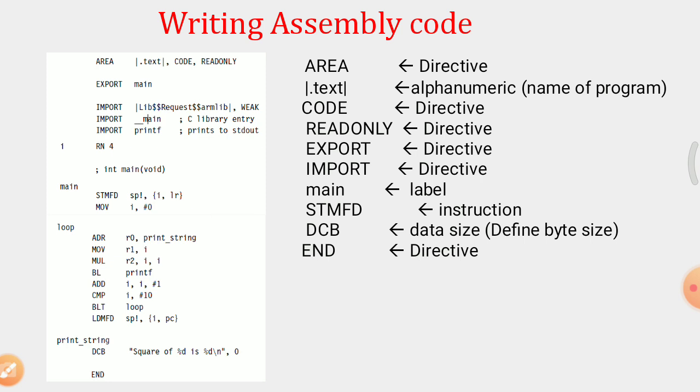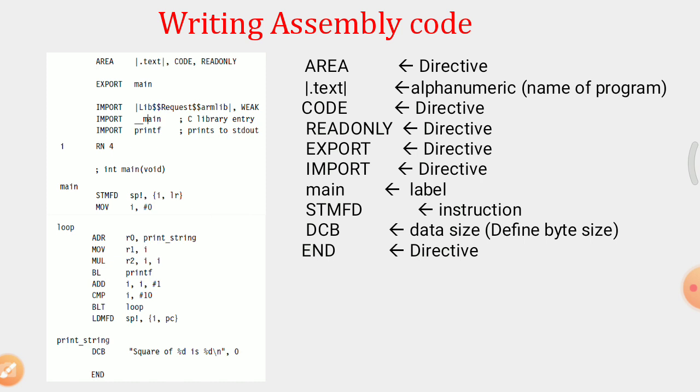Then we have a main. We have discussed that the main is a label which can be written to identify any of the address or line. Then from after the main label we have written some instructions. So these stmfd, move, adr, move, all these are instructions.